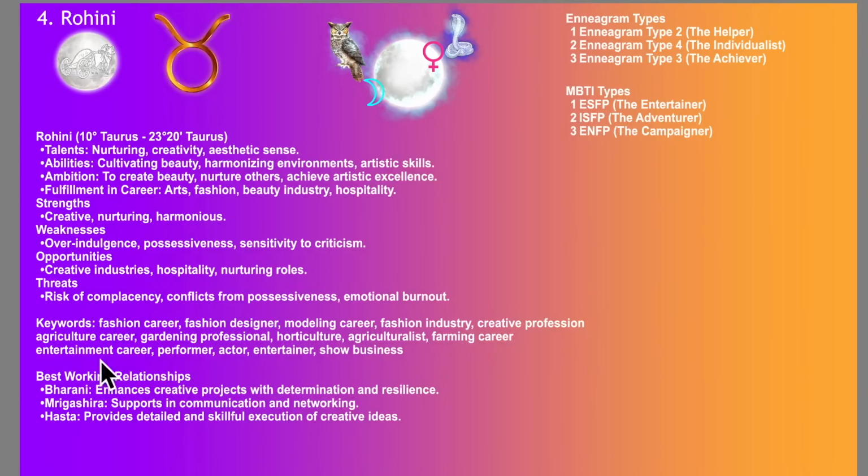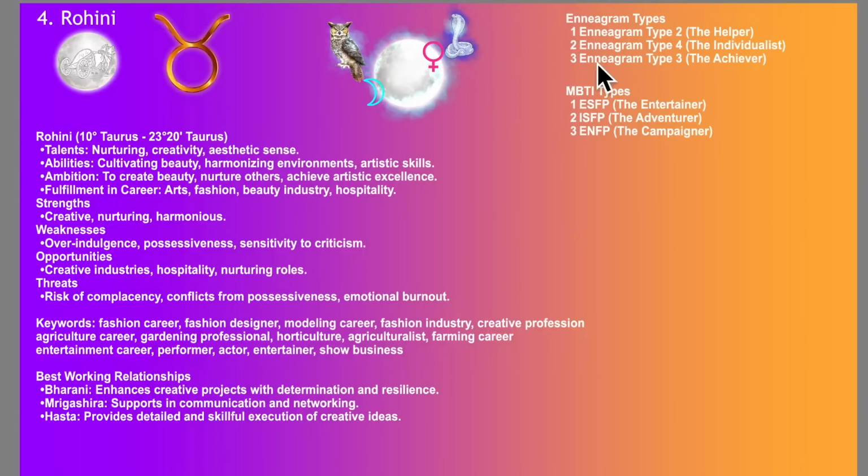The best working relationships that Rohini Nakshatra people will have will be with Bharani, which enhances creative projects with determination and resilience. Bharani people are very resilient. That's their whole life lesson. Mrigshira supports in communication and networking because Mrigshira is very Gemini. We'll come to that next, right? Half in Taurus, half in Gemini is Mrigshira. Hasta, again, falls in the sign of Virgo, provides detailed, skillful execution of creative ideas. Because it's in Virgo, it's very detailed. Can get very nitpicky also.